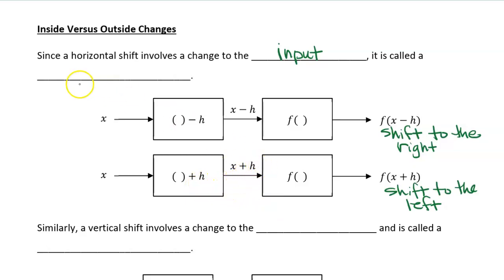Now, a horizontal shift involves a change to the input of the function, and it's called an inside change. We're changing the input to the function. Think of the input as being inside the function. So we're changing the input, and it results in a horizontal shift. It's a little counterintuitive, so you just have to get used to it.